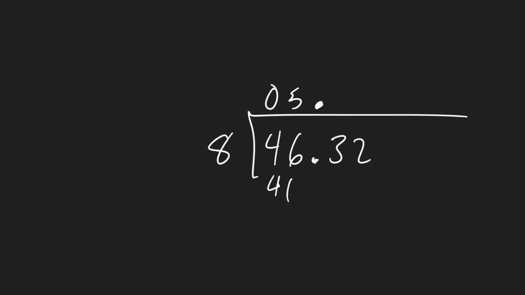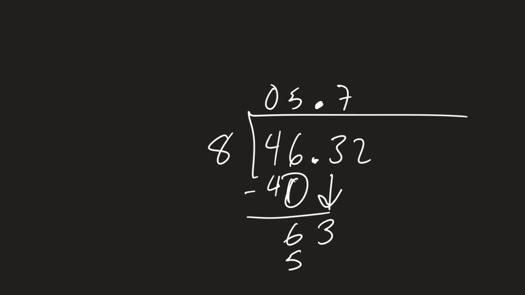We'll do 40 here. 40, subtract. Okay, now you've got to bring down the 3. 63. 8 times 7, we get 56. And if we do 8 times 8, that's 64. So we're going to have to do a 7.